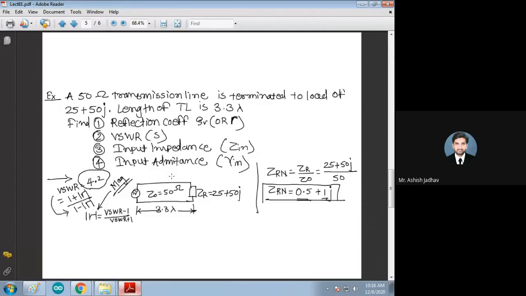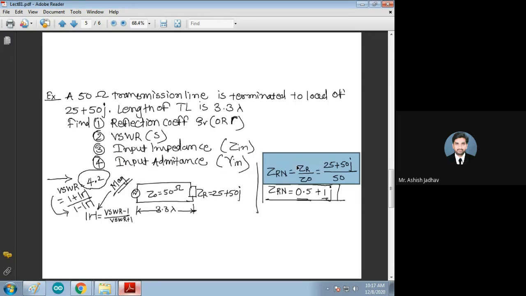हे एक्झाम्पल बघा. याच्यामध्ये ट्रान्समिशन लाईनचा इम्पेडन्स दिलेला आहे, त्यानंतर लोड इम्पेडन्स दिलेला आहे 25 + 50j, लेंथ दिलेली आहे 3.3 लॅम्बडा. तुम्हाला कॅल्क्युलेट करायचं आहे रिफ्लेक्शन कोइफिशियंट, VSWR, इनपुट इम्पेडन्स आणि इनपुट ऍडमिटन्स. ठीक आहे, पहिल्यांदा याला नॉर्मलाइज करून घ्यायचं.